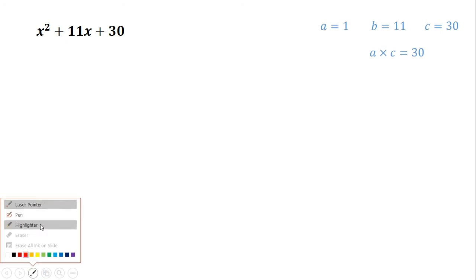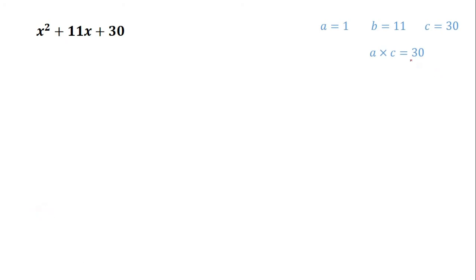This means that we are going to look for two numbers that will give us 30 when we multiply them and 11 when we add. So we are looking for two numbers that will give us 30 when we multiply and 11 when we add. You will get those two numbers from the factors of A times C. A times C is giving us 30. So we are going to get these two numbers from the factors of 30.